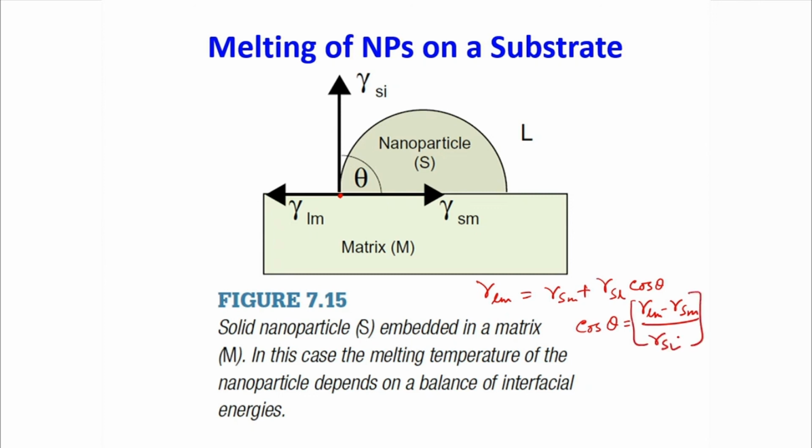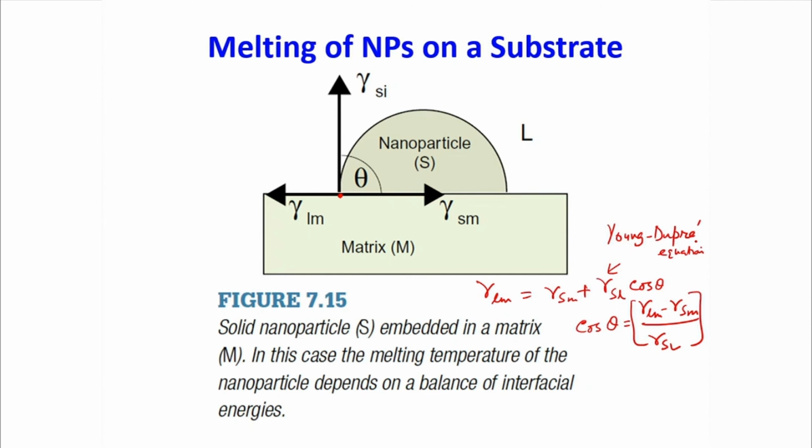This top equation is what is known as the Young-Dupré equation. This is again Thomas Young, same guy who discovered the double slit experiment of diffraction. So, this is something which is very clear.